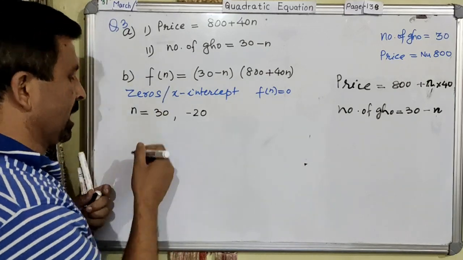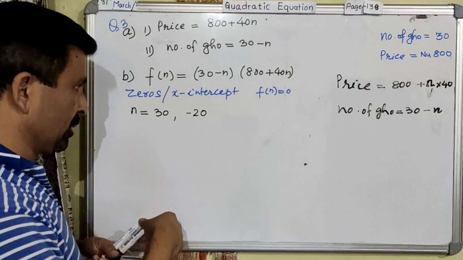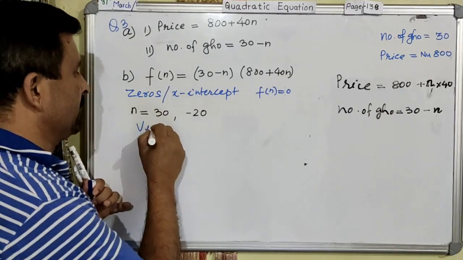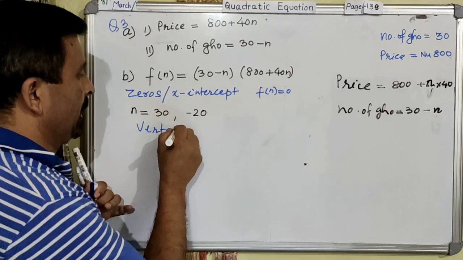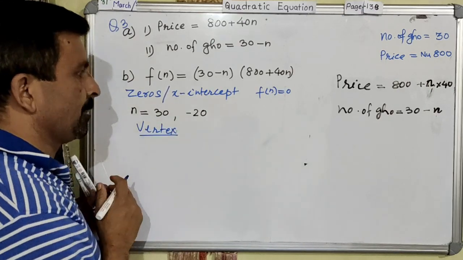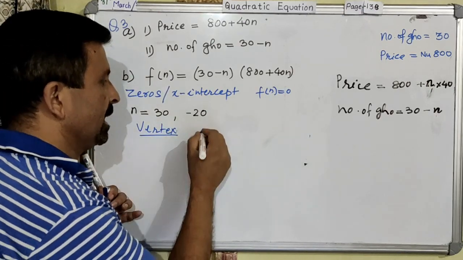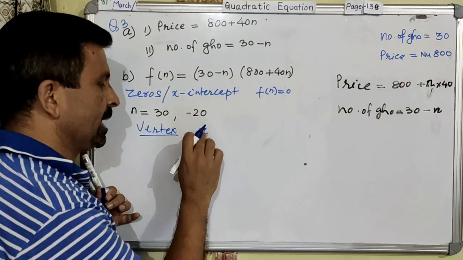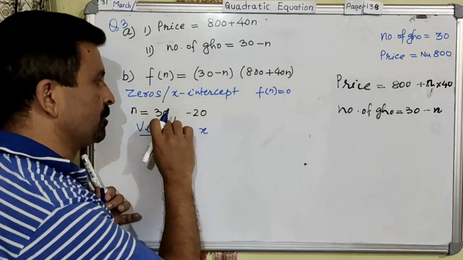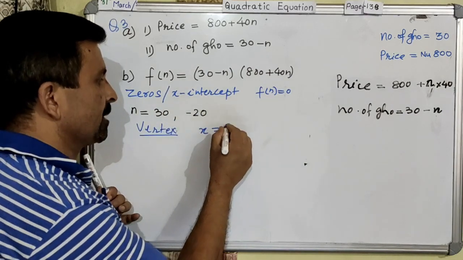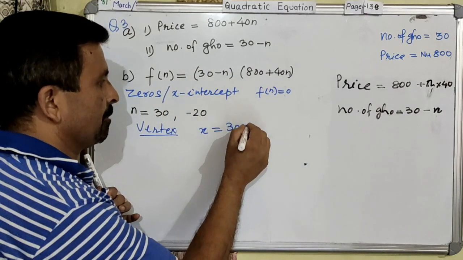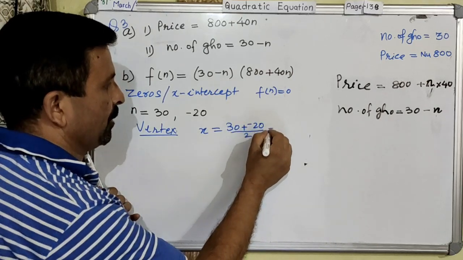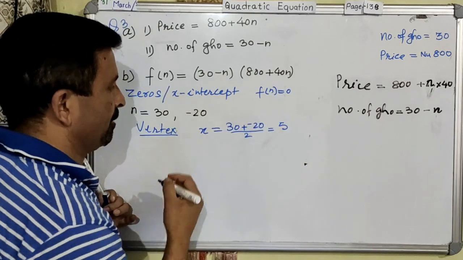Next step, after calculating the x-intercept, we have to find the vertex. Now we are finding the vertex. For finding the vertex, the first information you have to calculate is the x value. For the vertex, we always calculate x first. And this x is the average of these two. So this is 30 plus minus 20 divided by 2. Therefore, this will be equal to 5.